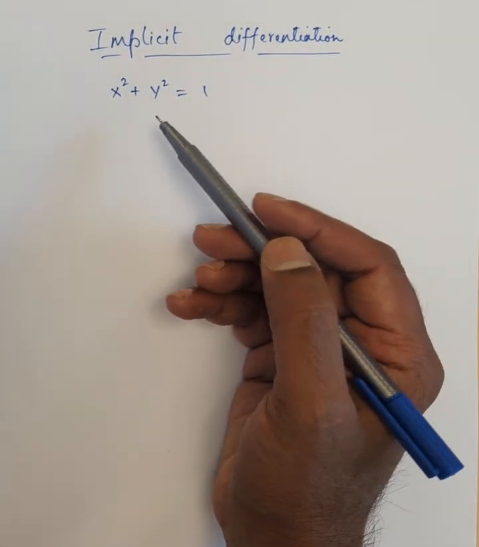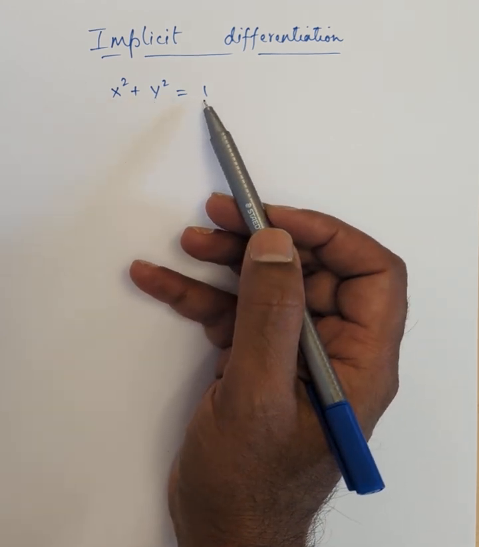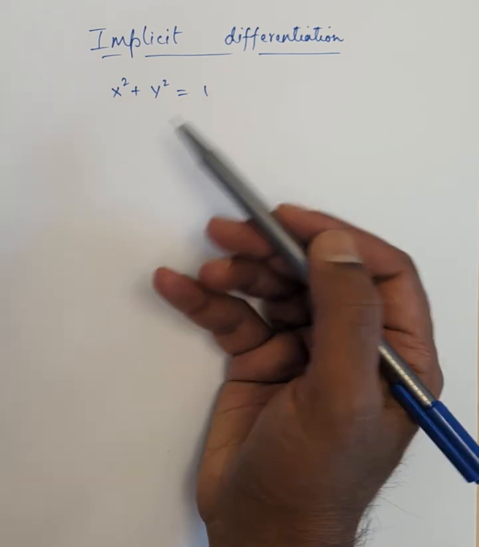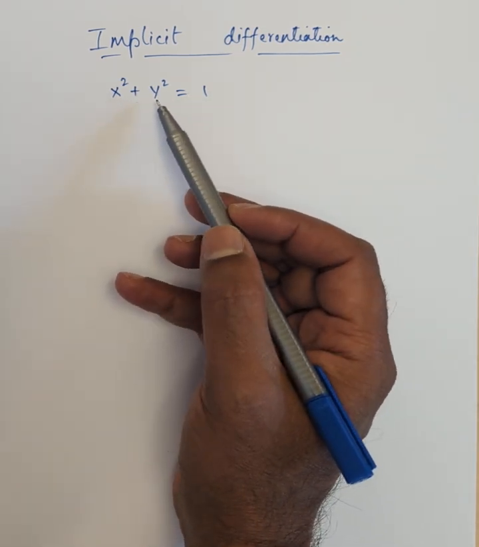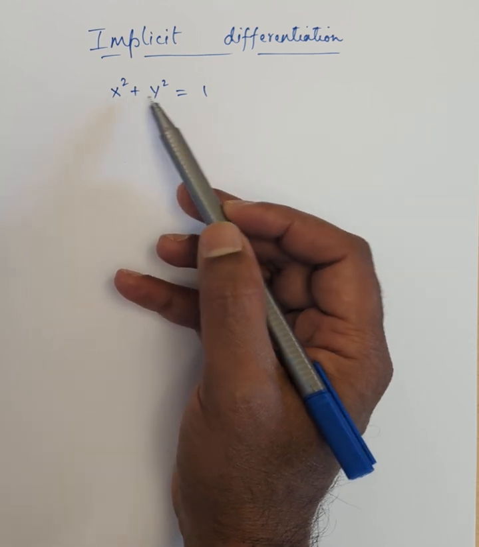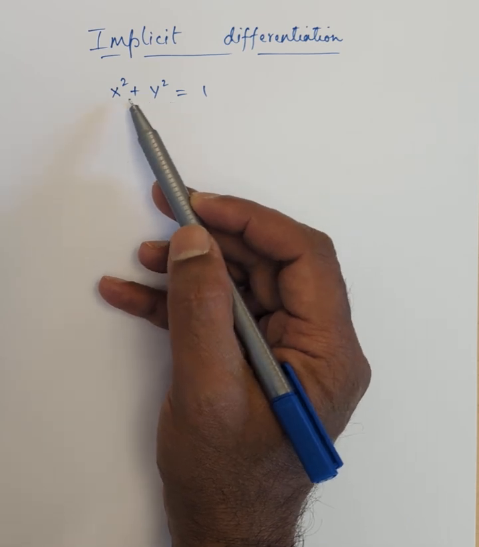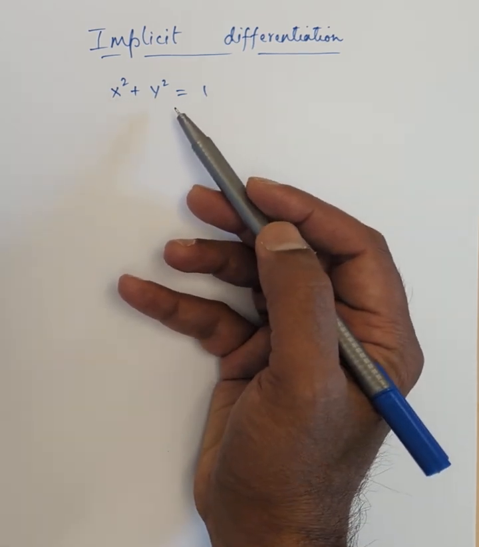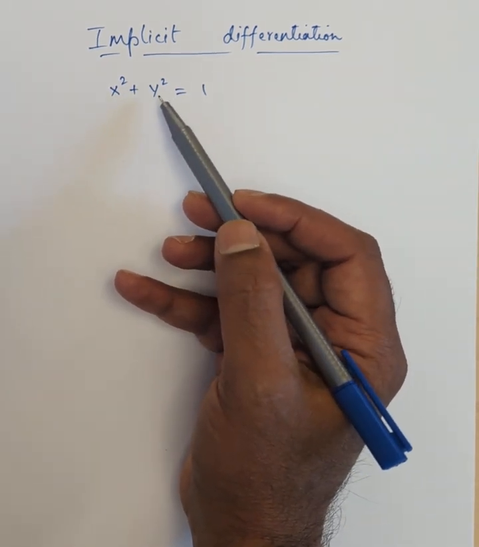Implicit differentiation. Consider this equation, x squared plus y squared equals 1. Notice that y is not given explicitly as a function of x, but it's mixed with x squared on the left side of the equation. So whenever you have an equation where y is not explicitly written as a function of x, you say that y is implicit in the relationship.